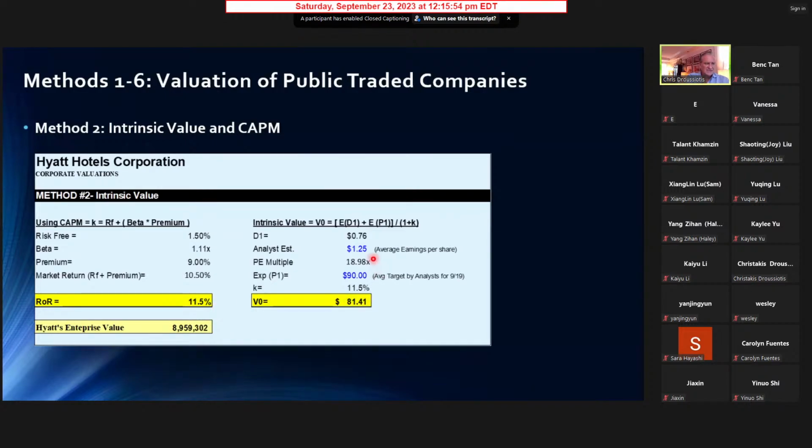Now, if I take this formula, 90 plus 0.76 on the numerator, divided by 1 plus 11.5%, it is suggesting the stock should be at $81 today. It is 76 now. So 81 looks like maybe I should be buying at 76. So that's the second method.